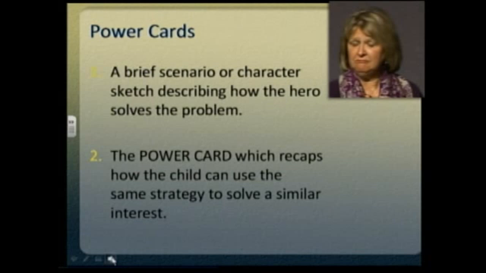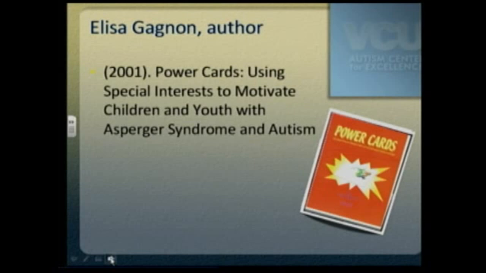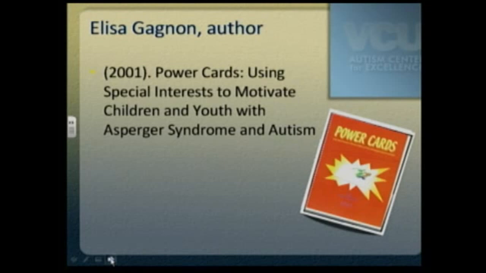Elisa Gagnon is the author of Power Cards. It's a very short book. When I read the book, I was so impressed because at the time I was doing a lot of social stories with my students, and a lot of my students were tired of social stories. So when I read Power Cards, I thought, hey, this might be a way of introducing, maybe using it as a supplement, or maybe instead of the social stories. And throughout the years of using it, all the way from a 3-year-old to an 18-year-old, I've been very successful using them. And that's why I'm such a big proponent of Power Cards. It's a really fun tool to use. So I'm going to share with you some of the ways of using it.